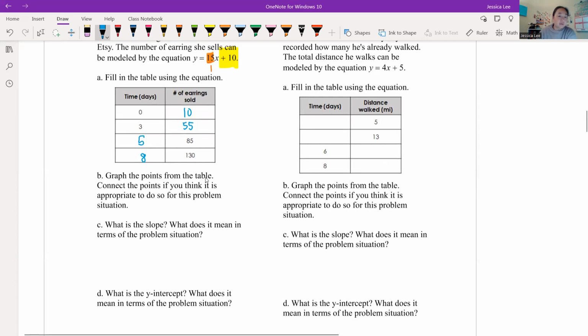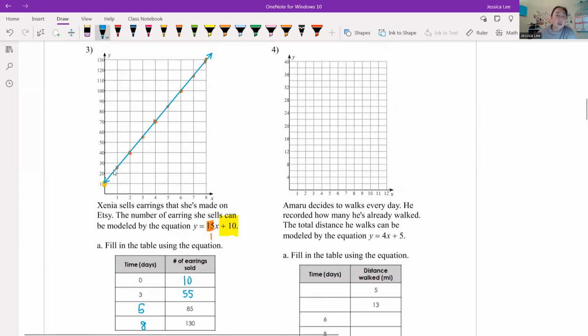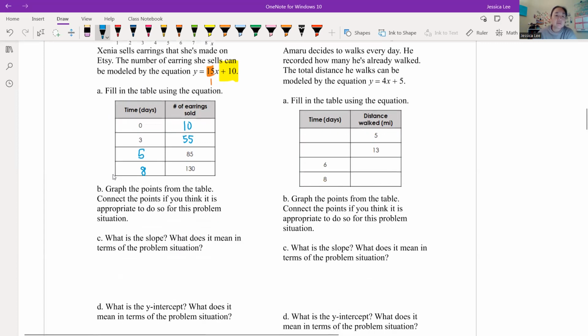B, we graphed the points from the table. Okay, technically we already did this. We graphed it. So that's fine because we already know how to do that. Connect the points if you think it is appropriate to do so for this problem. I suppose, yes, because we can do all these other points too, because she could sell 16 or 17 or 18. Technically, they should be small dots because you can't have like 16.5, but it's fine. We're going to just draw them.